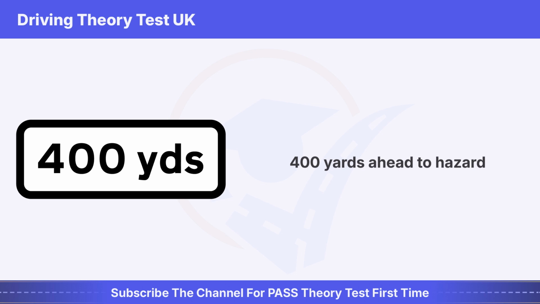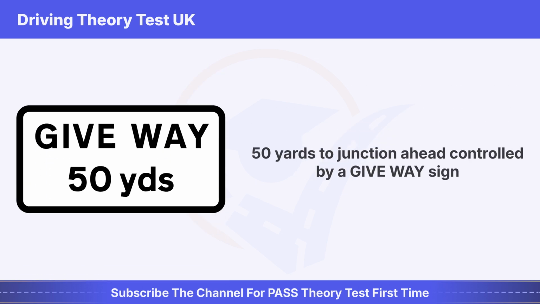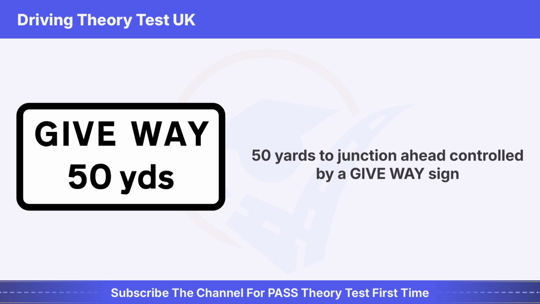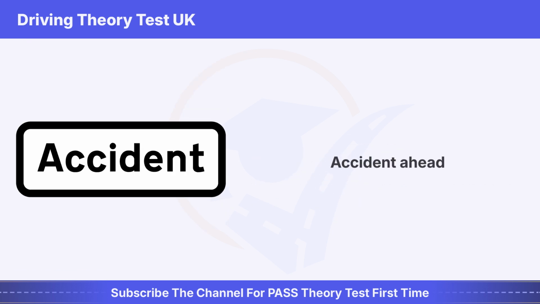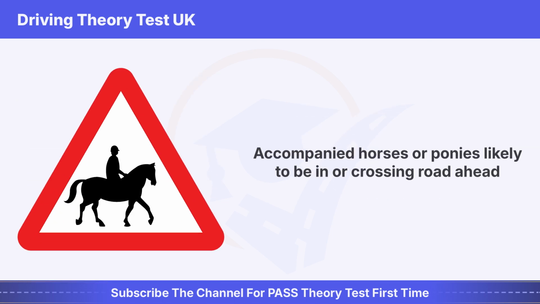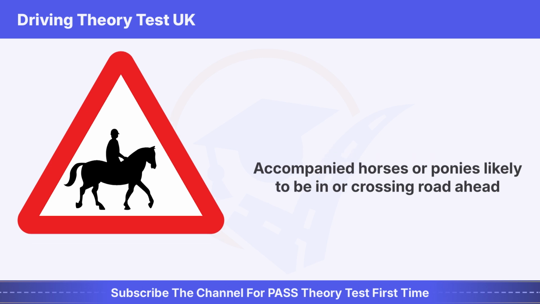400 yards ahead to hazard. 50 yards to junction ahead controlled by a give way sign. Accident ahead. Accompanied horses or ponies likely to be in or crossing road ahead.